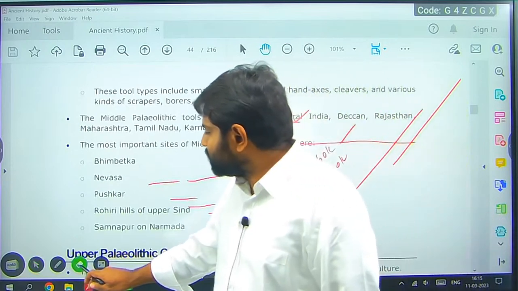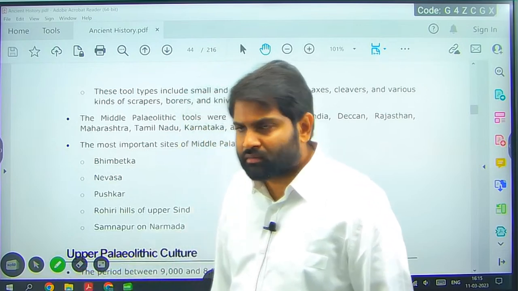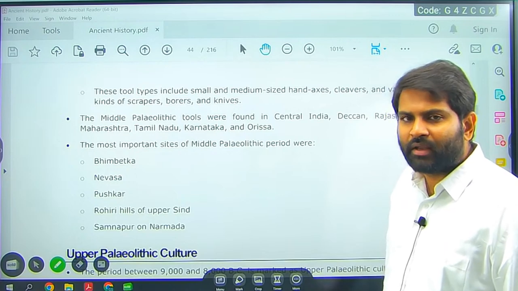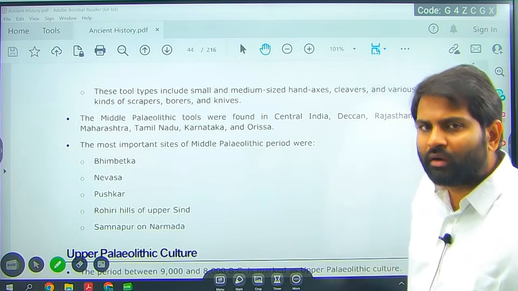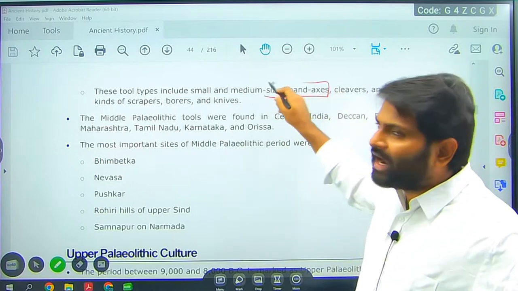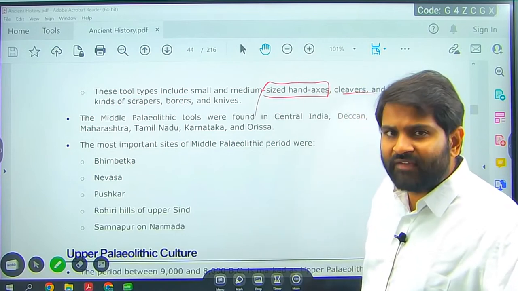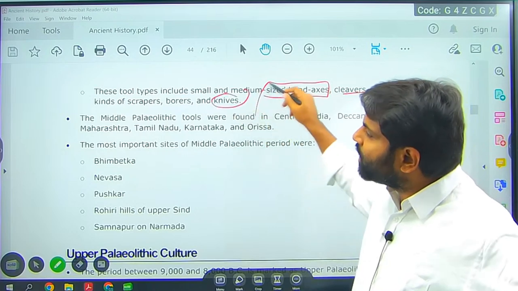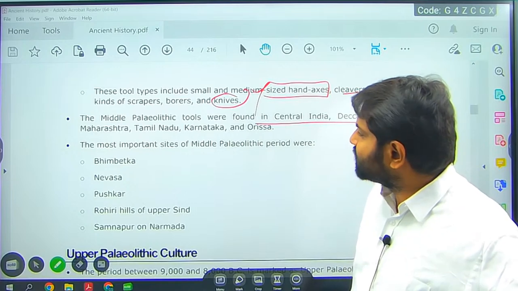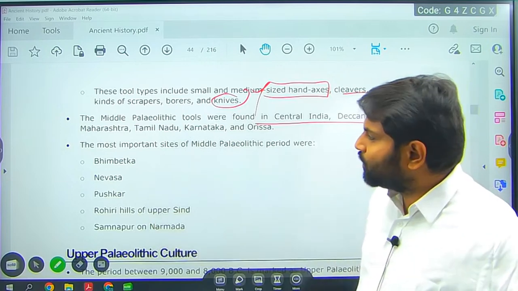What are the different types of tools we call? Middle Paleolithic age we are in. It's a very big timeline. 6 lakh to 60k is Paleolithic, and when you're talking about Middle Paleolithic, these tools are of medium size. As I said, hand axes are there. Again, cleavers are there, scrapers are there, borers are there, knives are there. Knives, very sharp. The Middle Paleolithic tools were found in Central India, Deccan, Rajasthan, Maharashtra, Tamil Nadu, Karnataka and Orissa. The Deccan part has more of these sites.